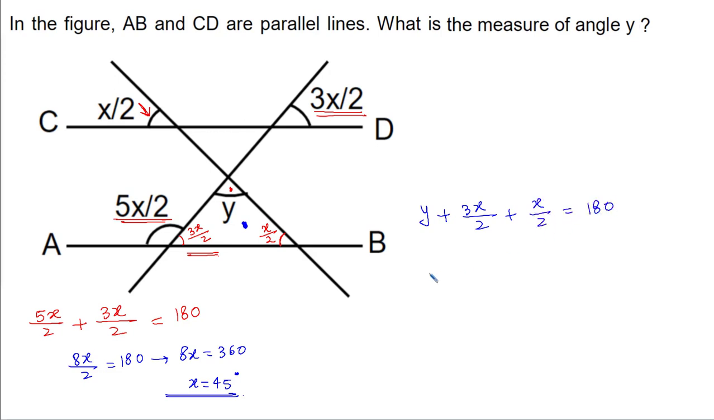So y plus this is going to be how much? 4x by 2, that is 2x, is equal to 180 degrees. So y plus 2x, how much is 2x? Since x is equal to 45, 2x is equal to 90. So y plus 90 is equal to 180 degrees. So y is going to be how much? 90 degrees. So this is how we can solve this question.